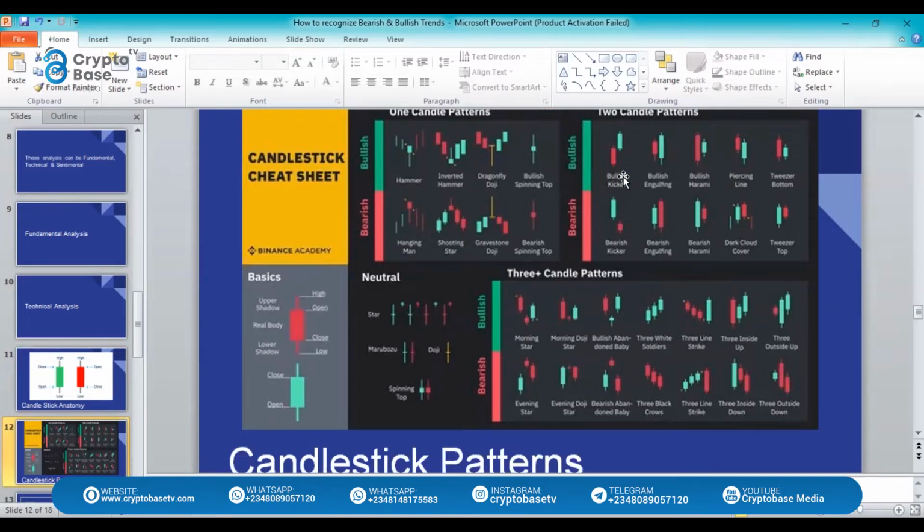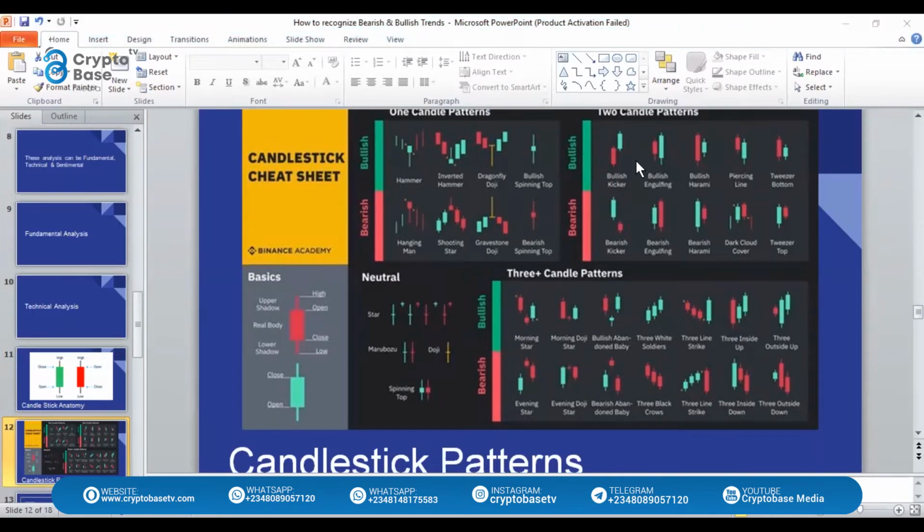So I'm saying, send candlestick pattern to the chat session, if you can. Nice. I'm loving this.